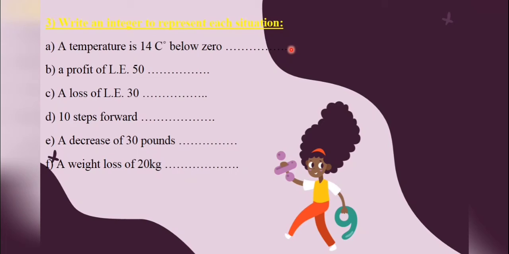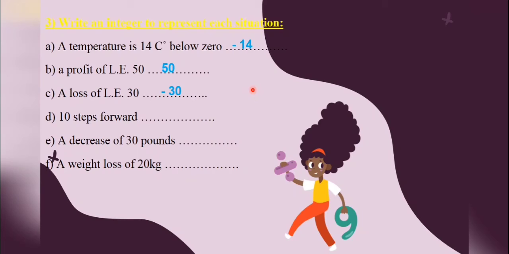Write an integer to represent each situation. Number A, a temperature is 14 Celsius below 0. So when the temperature is below 0, it is negative 14. A profit, when you gain money, so it is 50 pounds. Profit here means you gain money, so it is positive 50.